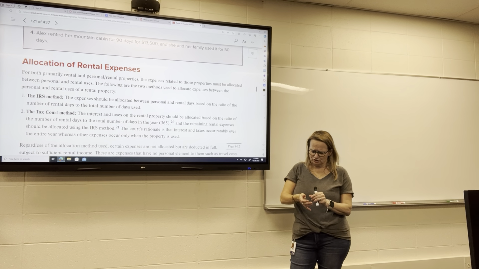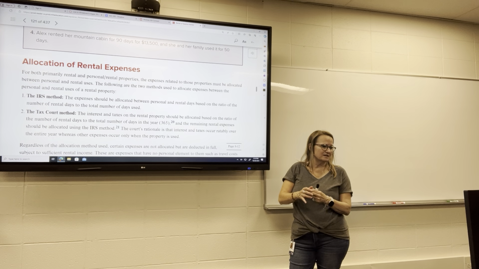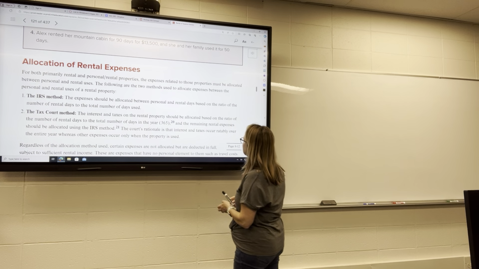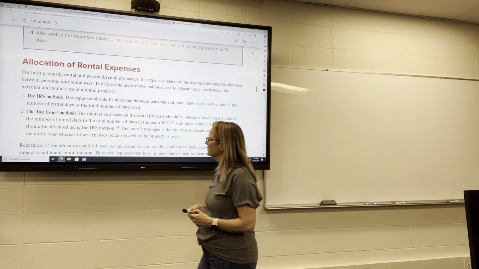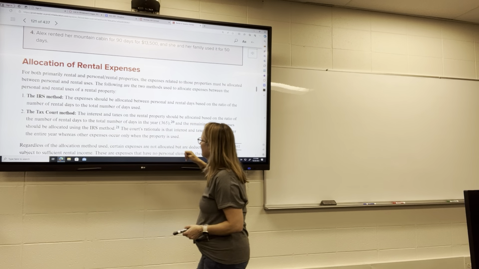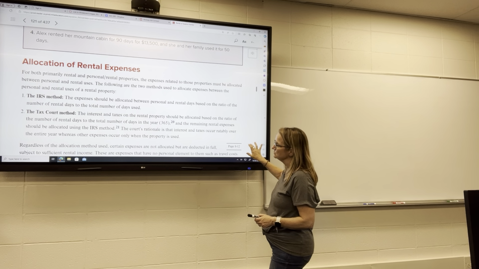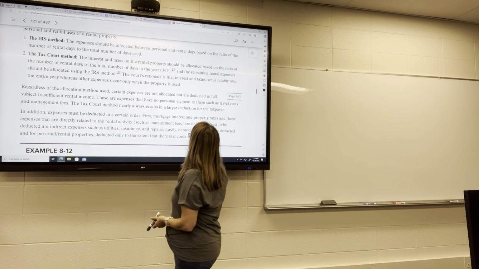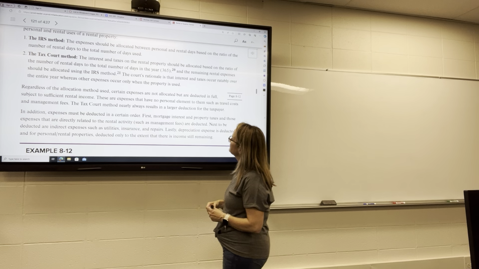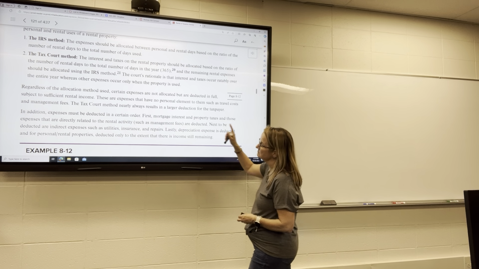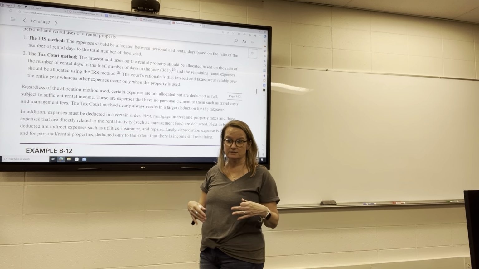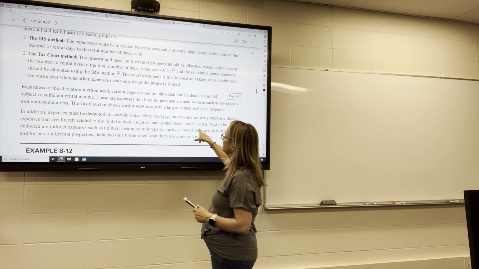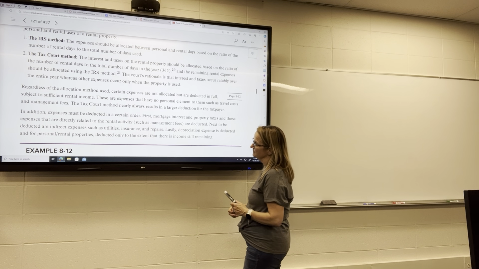I don't know why they don't include insurance in that. Maybe they presume that you're going to have separate insurance for it when you're renting it. The court's rationale is that interest and taxes occur ratably over the entire year, whereas other expenses occur only when the property is used. Certain expenses are deducted in full. These are expenses that have no personal element: travel costs, management fees, anything directly related to rental of the property. As I mentioned here, the tax court method nearly always results in a larger deduction.